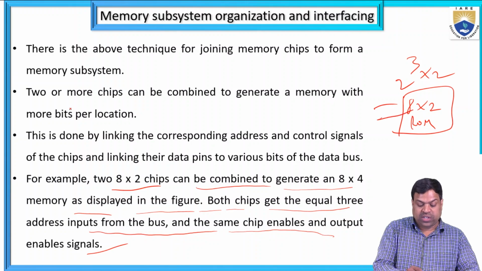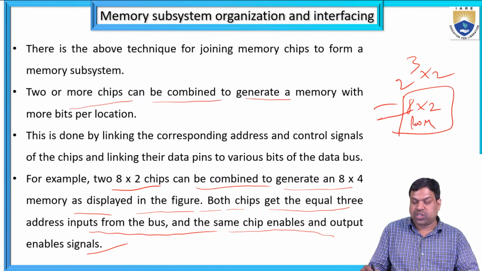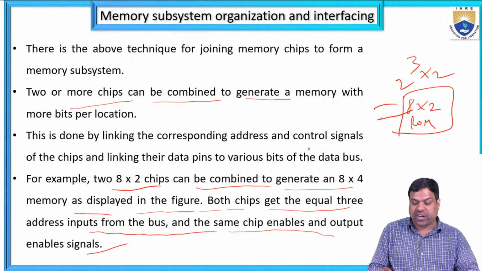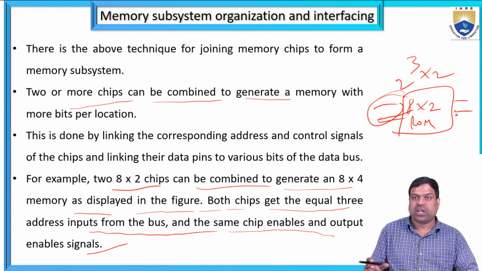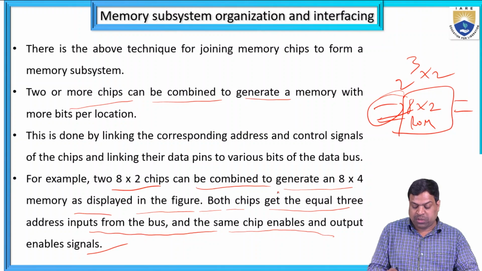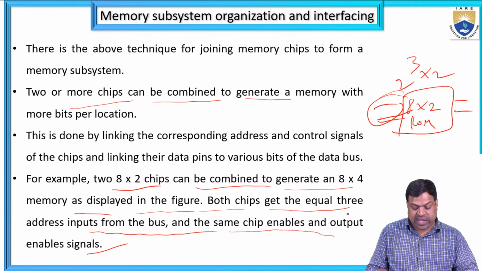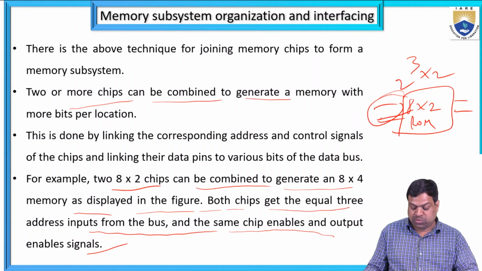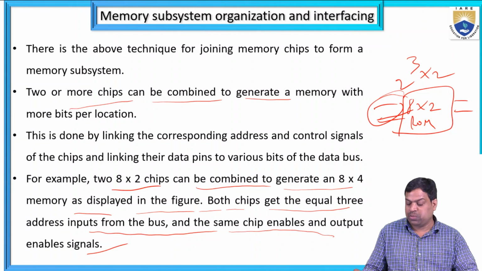So I am taking 2 cube into 2, that is an 8 into 2 ROM. But here 2 or more chips can be combined physically. This is done by linking the corresponding address and control signals of the chips, and linking the data pins to the various bits of the data. 8 into 2 chips can be combined to generate an 8 into 4 memory, as displayed in the figure. Both chips get the same 3 address inputs from the bus, and the same chip enable and output enable signals.